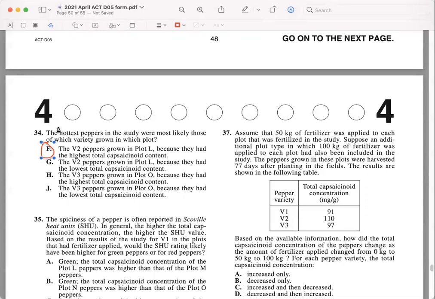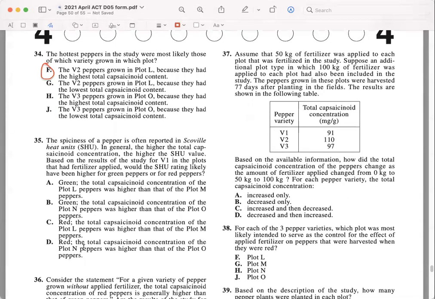That's F. The spiciness of a pepper is often reported in Scoville heat units, SHU. In general, the higher the total capsaicinoid concentration, the higher the SHU value. Based on the results of the study for V1 in the plots that had fertilizer applied, would the SHU rating likely have been higher for green peppers or for red peppers?